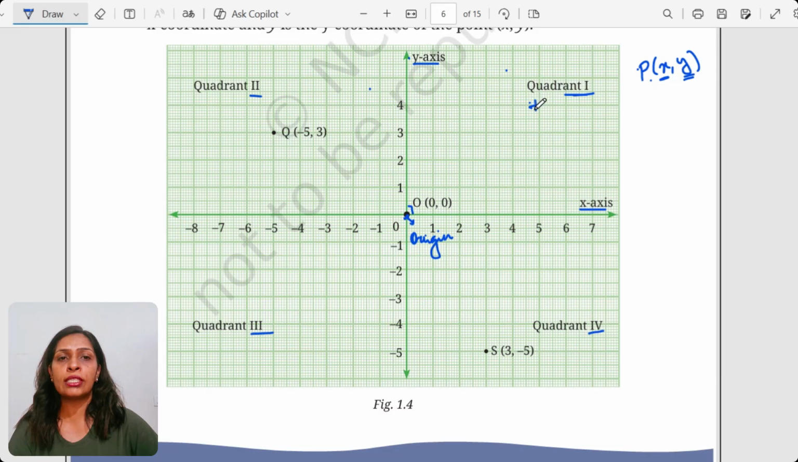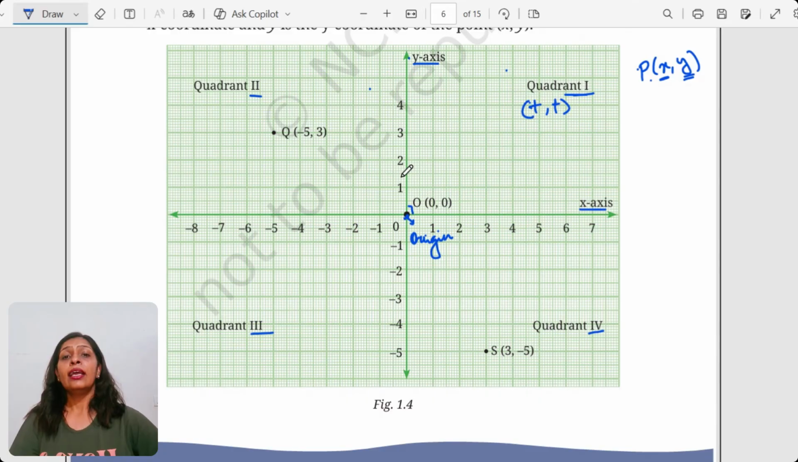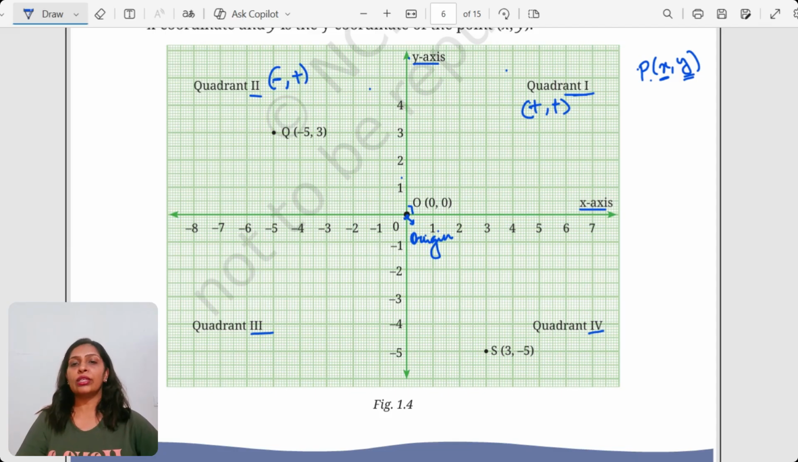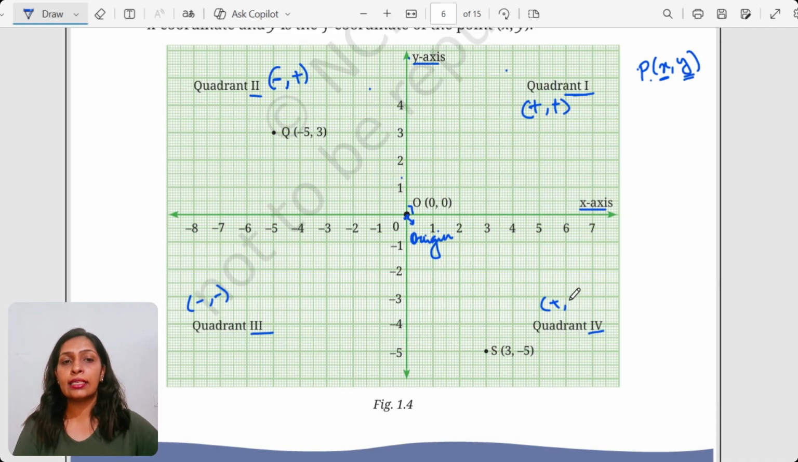So x is also positive and the y is also positive here, right? Now when we move to the second one, the x-axis has got negative, so this will get me negative, and on the y-axis we have all the positives. In the third one, if you see, x-axis is negative and the y is also negative. So how can we represent the number? Minus comma minus, right? And in the fourth one, the x-axis is positive and the y-axis is negative.